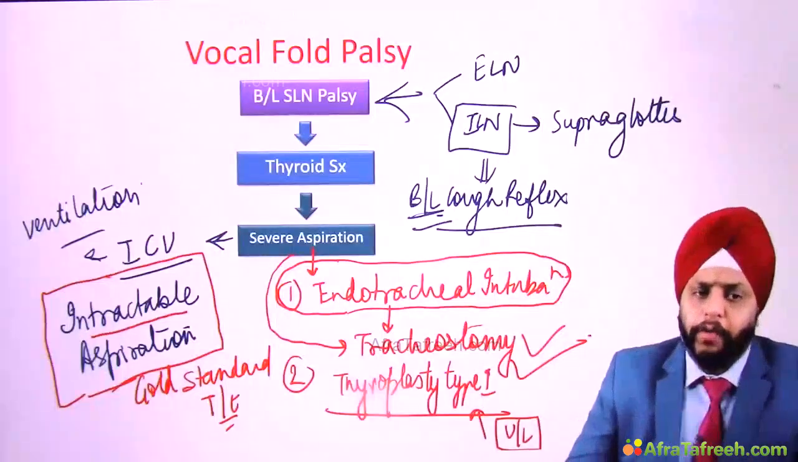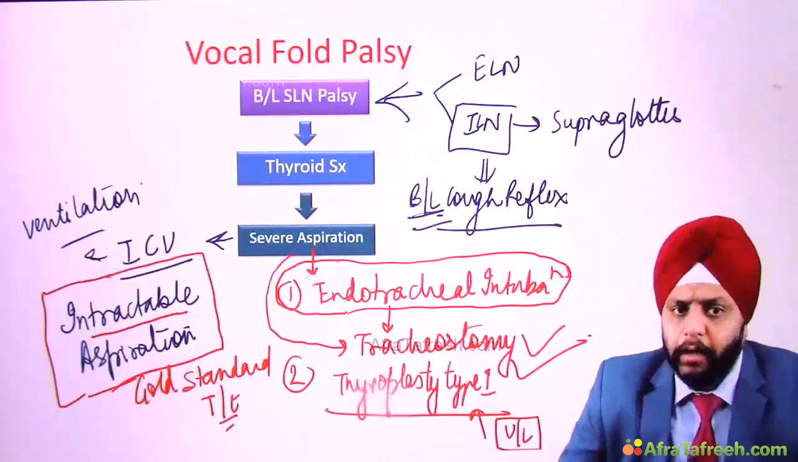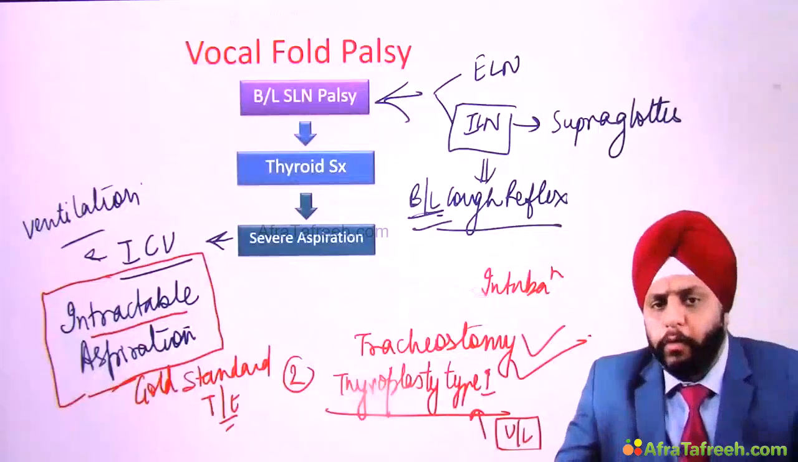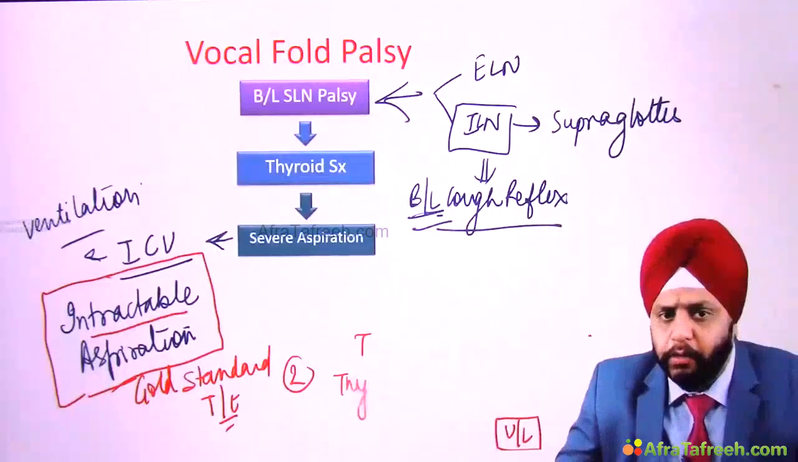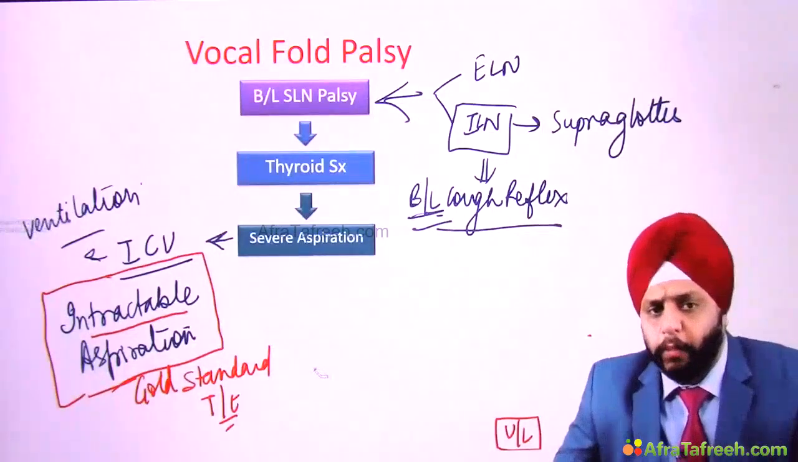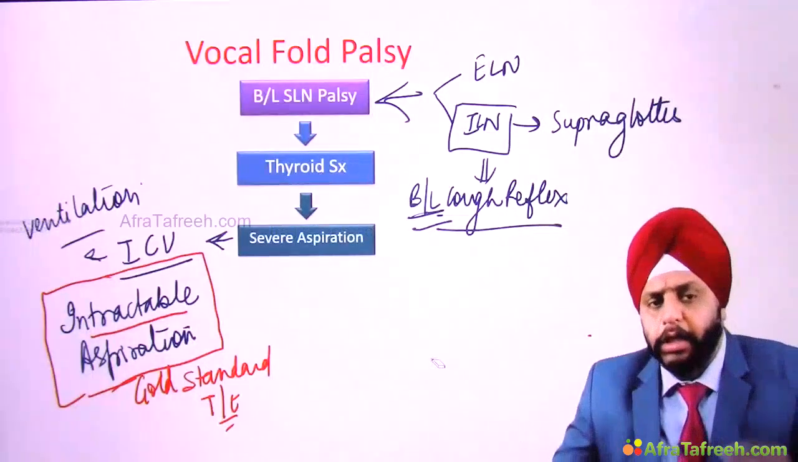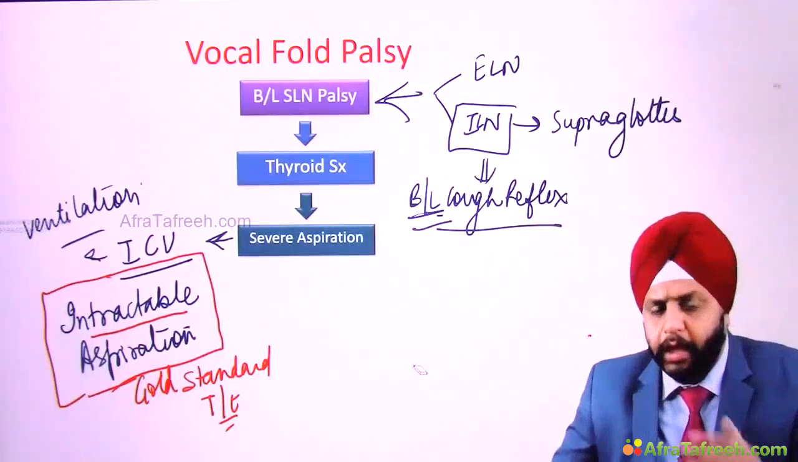Okay, now somebody asks you the gold standard treatment for intractable aspiration. So what does the patient want? The patient wants complete stoppage of aspiration. So in this question, the examiner is asking you that gold standard means complete stoppage. You want to completely stop the aspiration in a patient in whom you have tried all the methods and they have failed. Intractable aspiration.